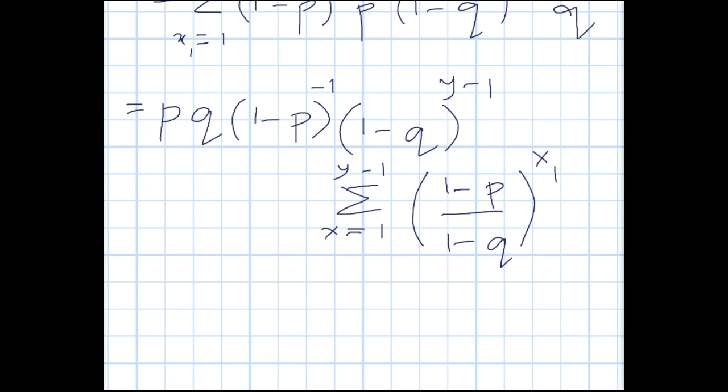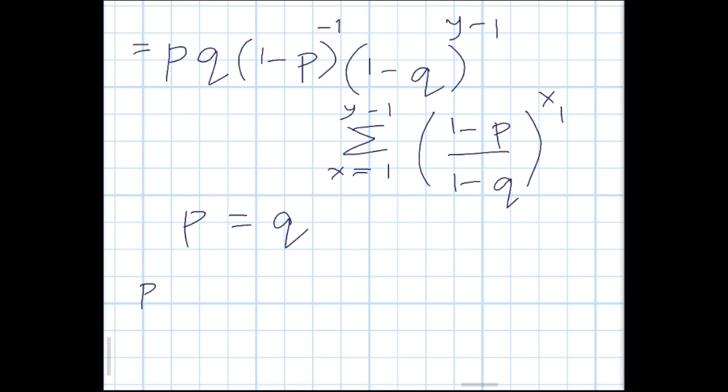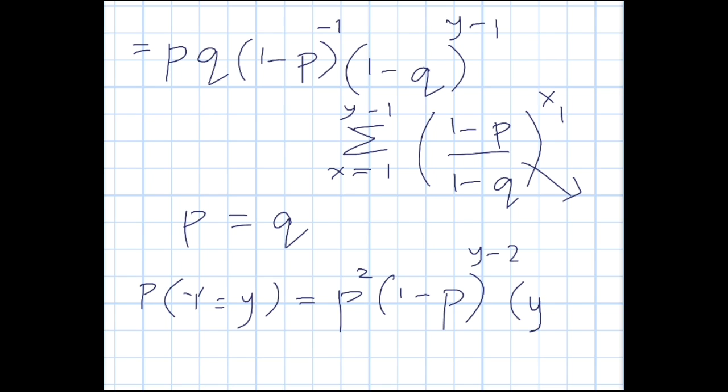Now a specific case of interest is when p and q are equal. In that case we have probability of y equals y. This is equal to p squared (1 minus p) to the y minus 2, and then these values are all 1, so we are just summing 1 y minus 1 times, so times y minus 1. So this is the PMF of y when both of the geometric random variables are geometric with parameter p.